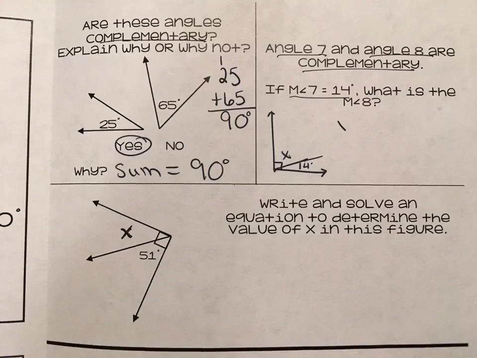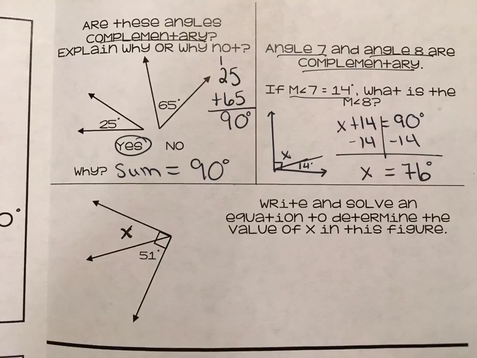So this one would be x plus 14 equals 90 degrees. And then all I would have to do is subtract 14 from both sides. And that would tell me that x is going to be 76 degrees. And we can always check our work by doing 76 plus 14 gives me 90. So that is correct.